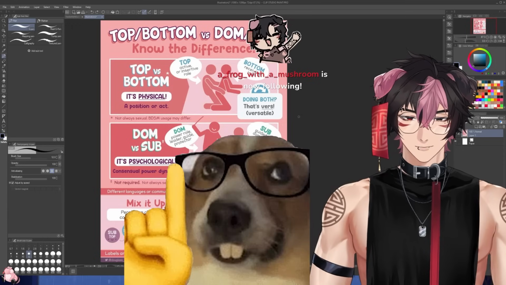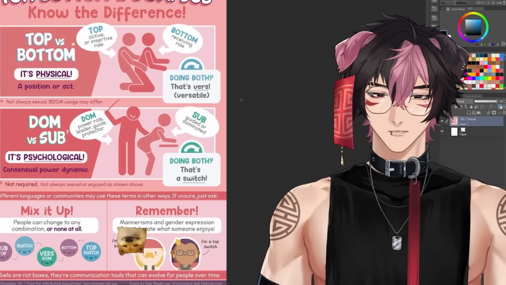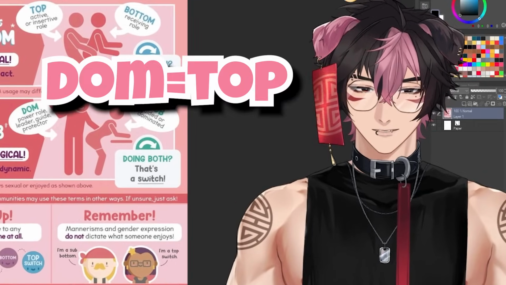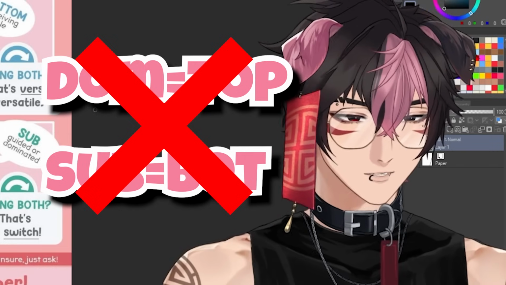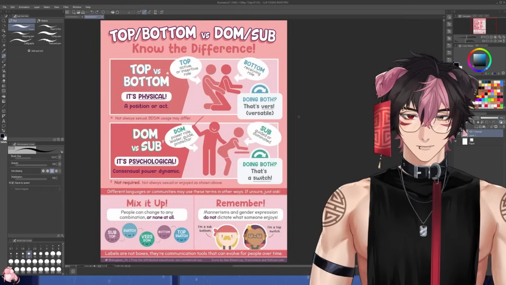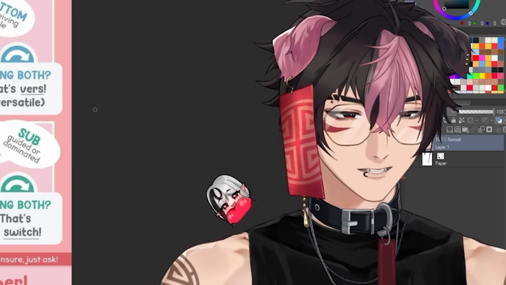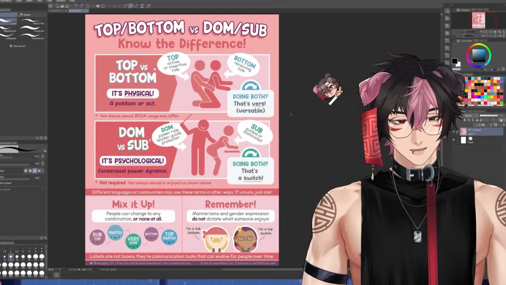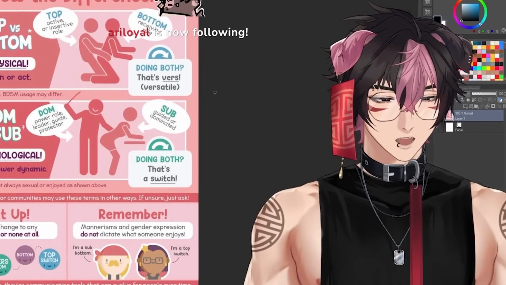So a common misconception with top and bottom and dom and sub is people assume that just because you're a dom, that you're a top, and that if you're a sub, you're a bottom, which is not true at all, okay? You can be a sub top, you can be a dom bottom. There are many different combinations that you can be. Being a sub doesn't always mean that you are a bottom, okay?